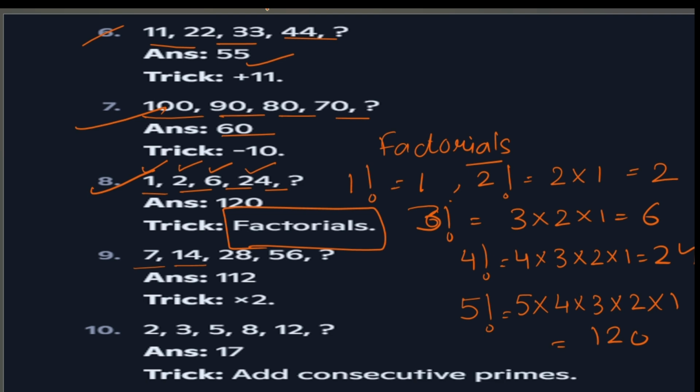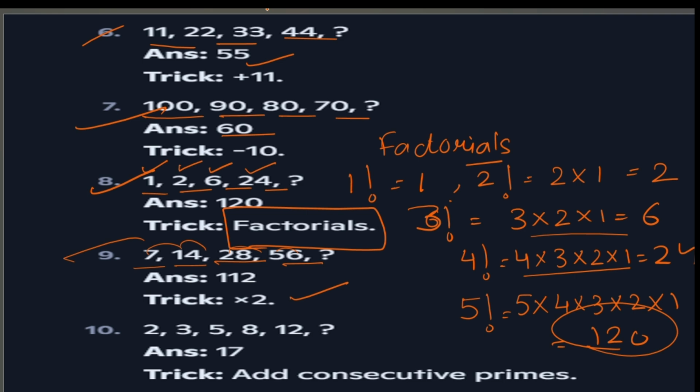If there are different numbers coming up, like 1 factorial, we have to multiply with the preceding numbers. Those preceding numbers are given here. So the next would be 5 factorial, and that answer would be 120. Next: 7, 14, 28, 56. So you have to multiply each number by 2.